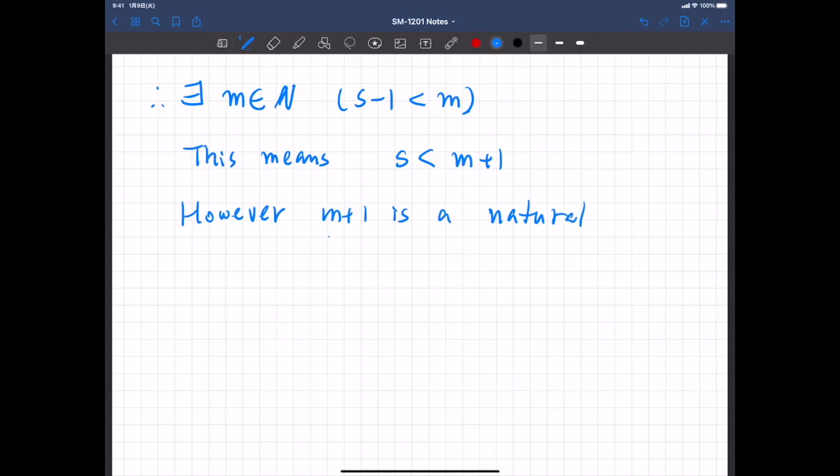Natural number. Okay, is that good? But this natural number is greater than the supremum of the set of natural numbers, which is a natural number greater than the supremum, than S. This is a contradiction.